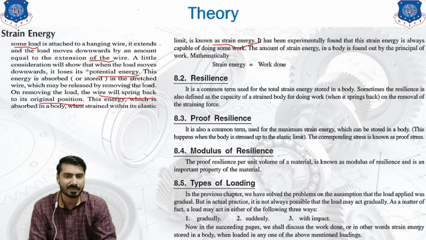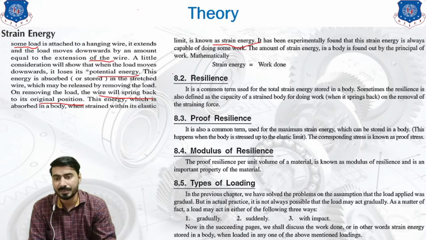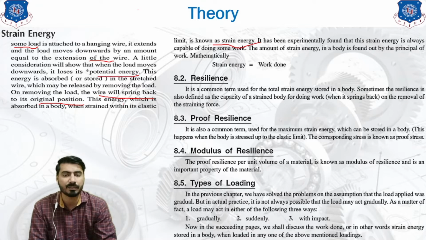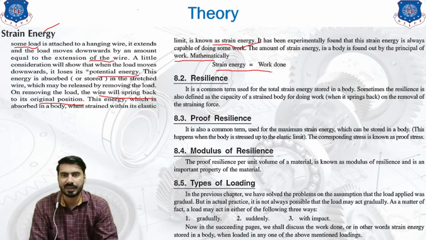It has been experimentally found that the strain energy is always capable of doing work. So the amount of strain energy in the body is found out by the principle of work. Basically what we are going to do is find out the work formula mathematically. Strain energy equals work done. So this is the basic formula. Now how other parameters are defined, that will be explained.